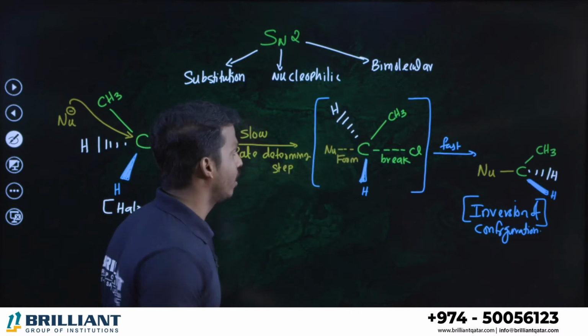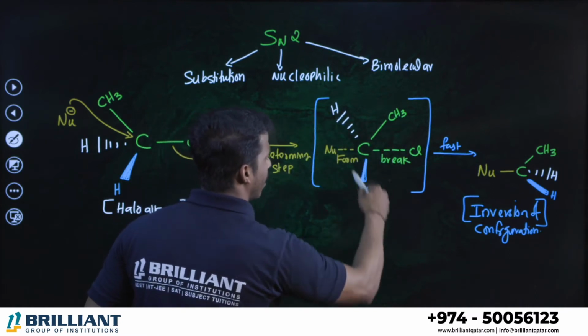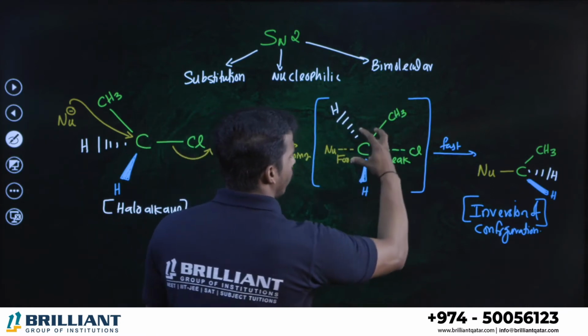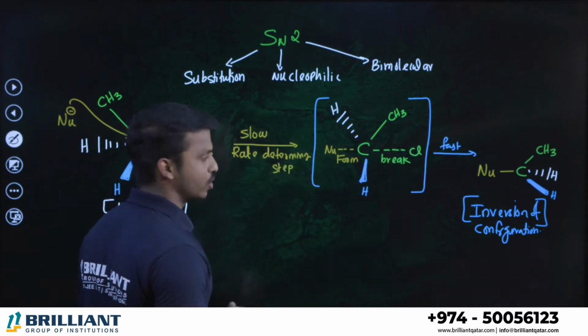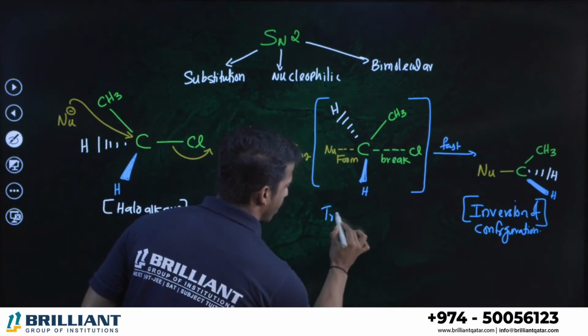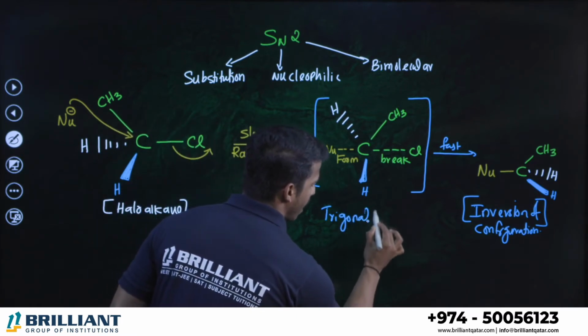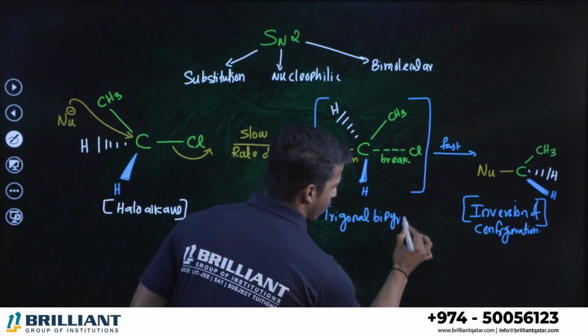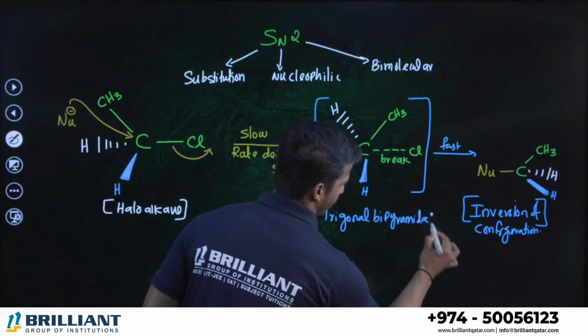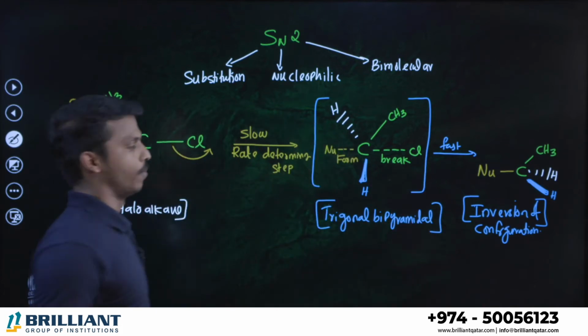But what about this one? This is trigonal planar. This is trigonal planar. One pyramid here, one pyramid here. This is called what? The structure of the intermediate is trigonal bipyramidal. Trigonal bipyramidal geometry.